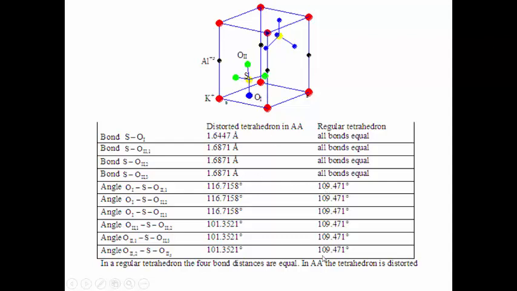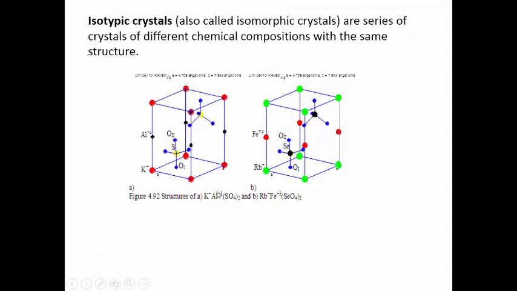The angles would be all perfect, all 109.471 in a perfect tetrahedron, but in this particular case, you can see we have a separation on the left.